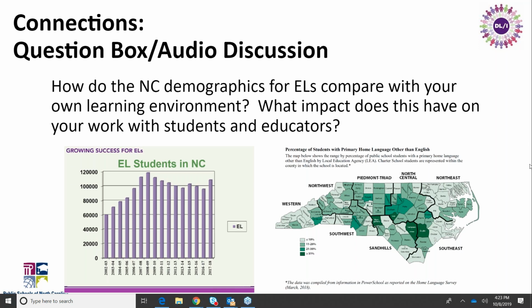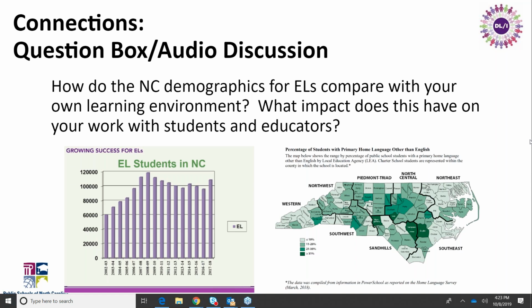Kenneth added that the North Carolina demographics for Wake County, where he's at, are similar to what his charter school has in Wake County, but that also the increase makes it imperative to have resources and trained staff to serve this increasing population of students.